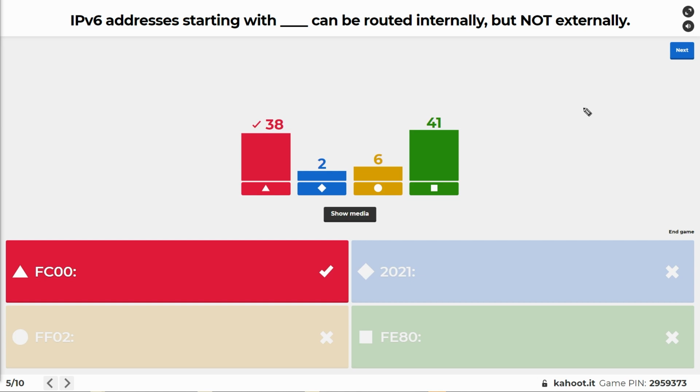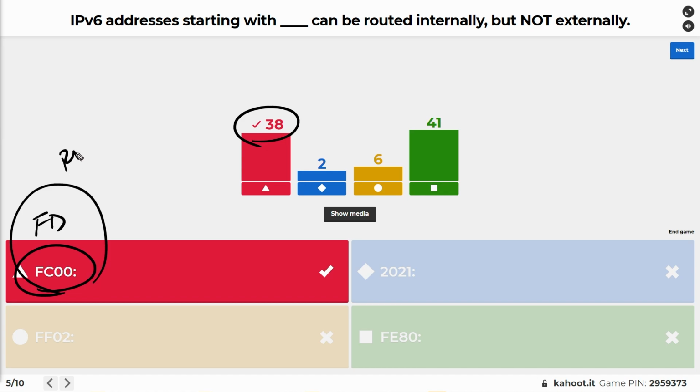All right, IPv6 addresses starting with blank can be routed internally but not externally, and that would be this bad boy, which 38 of you got, and it would also be FD. I'll put that right here in the winner column. So these are the unique local addresses. Think of them like RFC 1918 addresses, and if you don't like RFCs, just think of them like private addresses, which is what that RFC is all about.